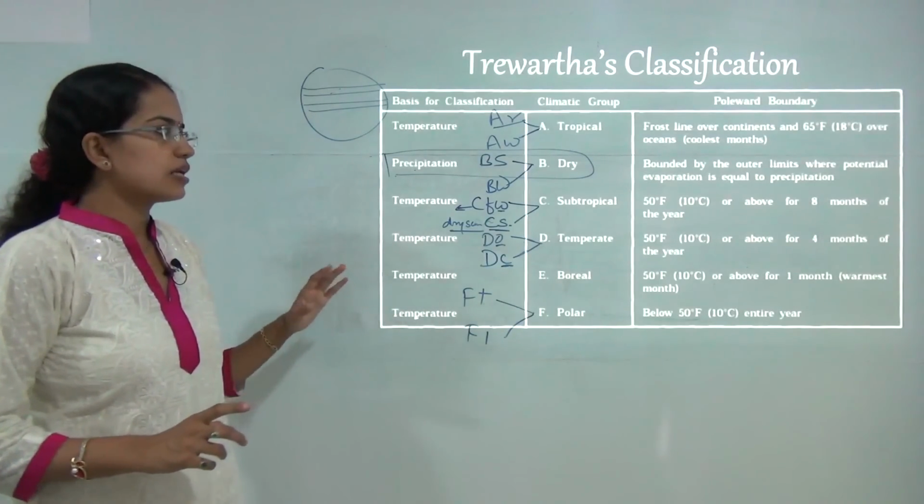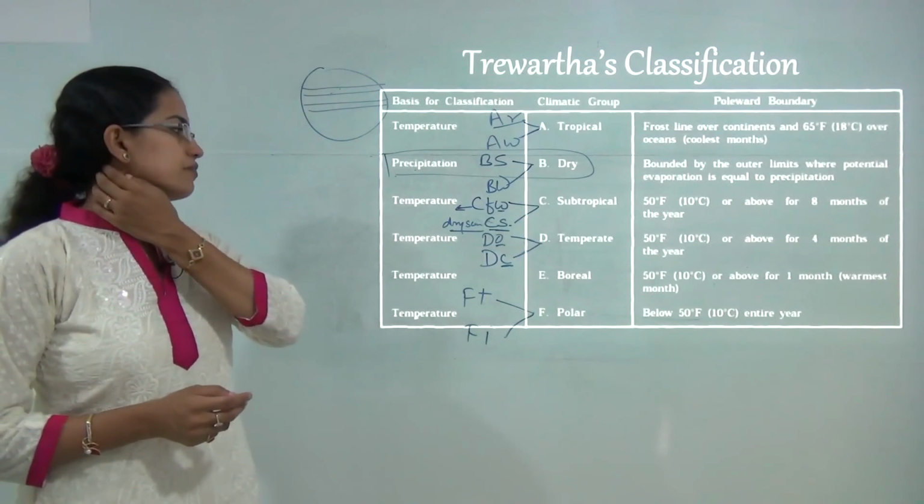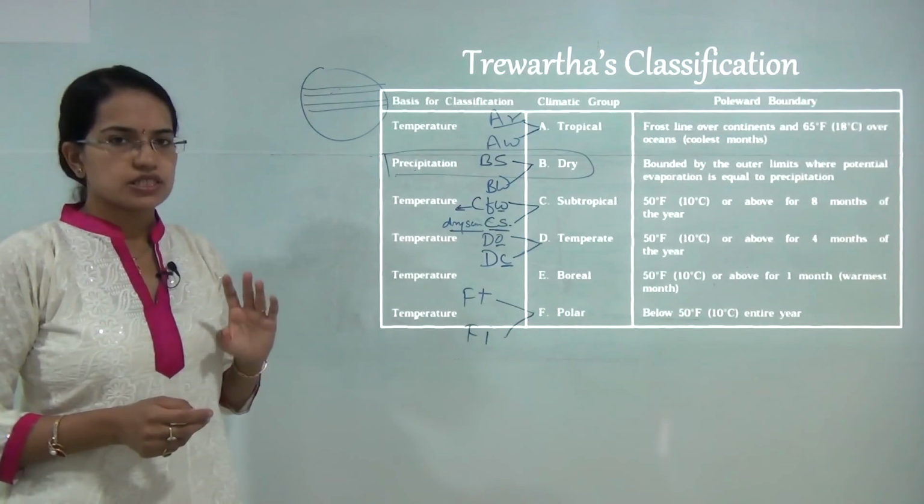So with this we cover the three major climatic classifications, the Köppen, Thornthwaite and Trewartha. We will be covering more topics related to climatology in the further sessions.